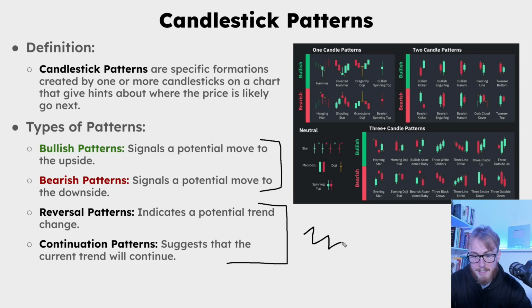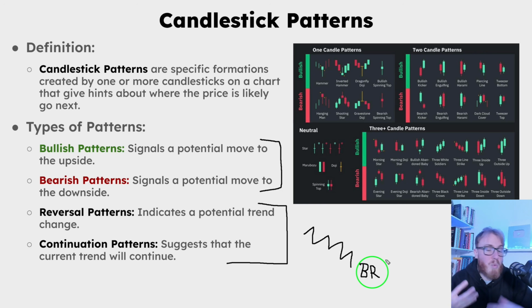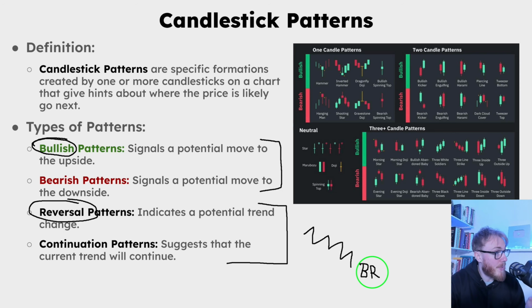So let's say that this right here is the price, and this circle right here represents a bullish reversal candlestick pattern. What does this mean? Well, remember, bullish means that it signals a move to the upside, and reversal indicates that the trend will change. And in this case, the trend before the pattern was a downtrend. So a bullish reversal pattern must indicate a reversal here to the upside.